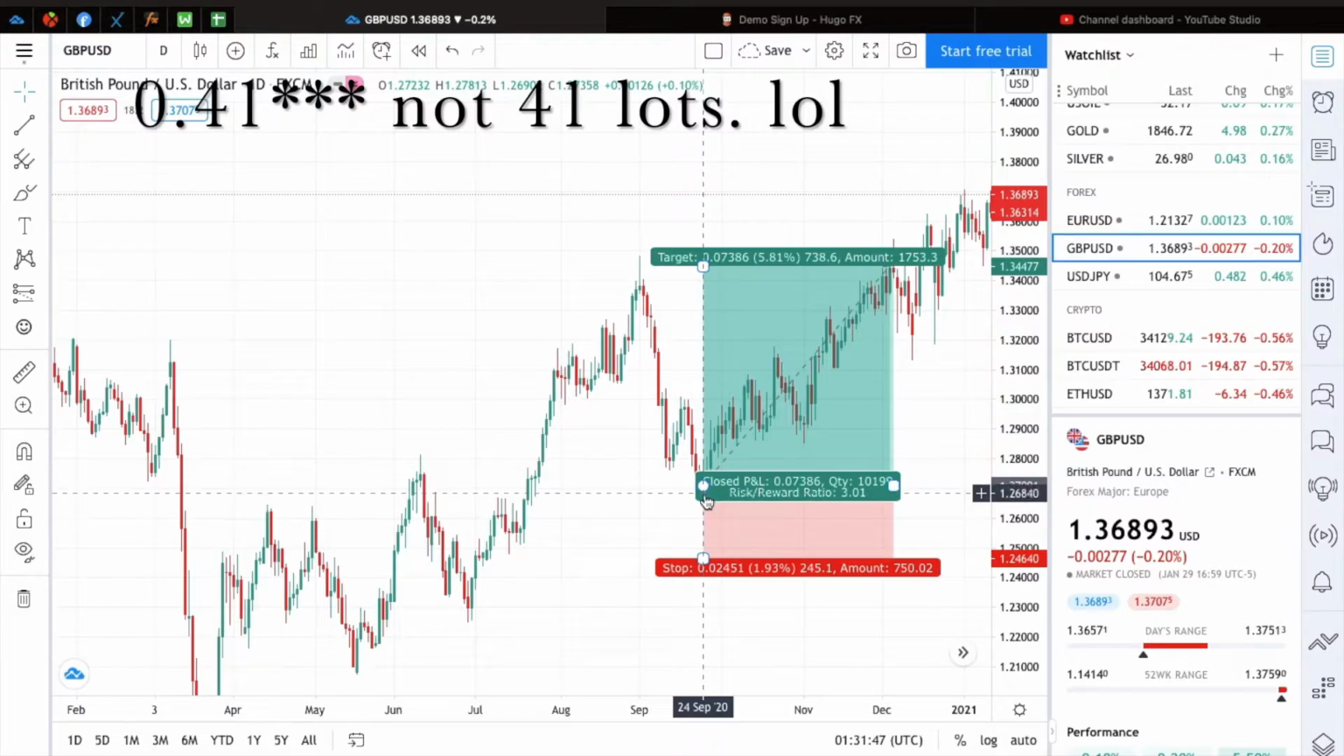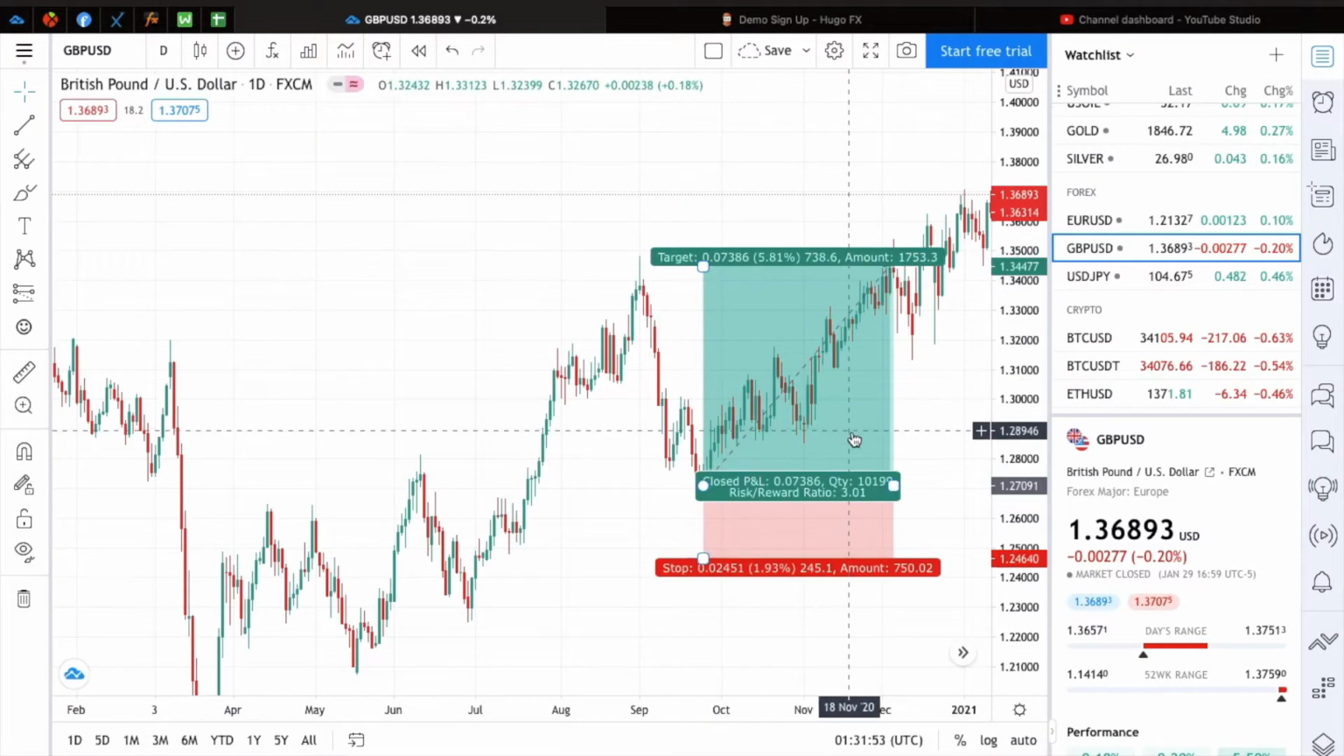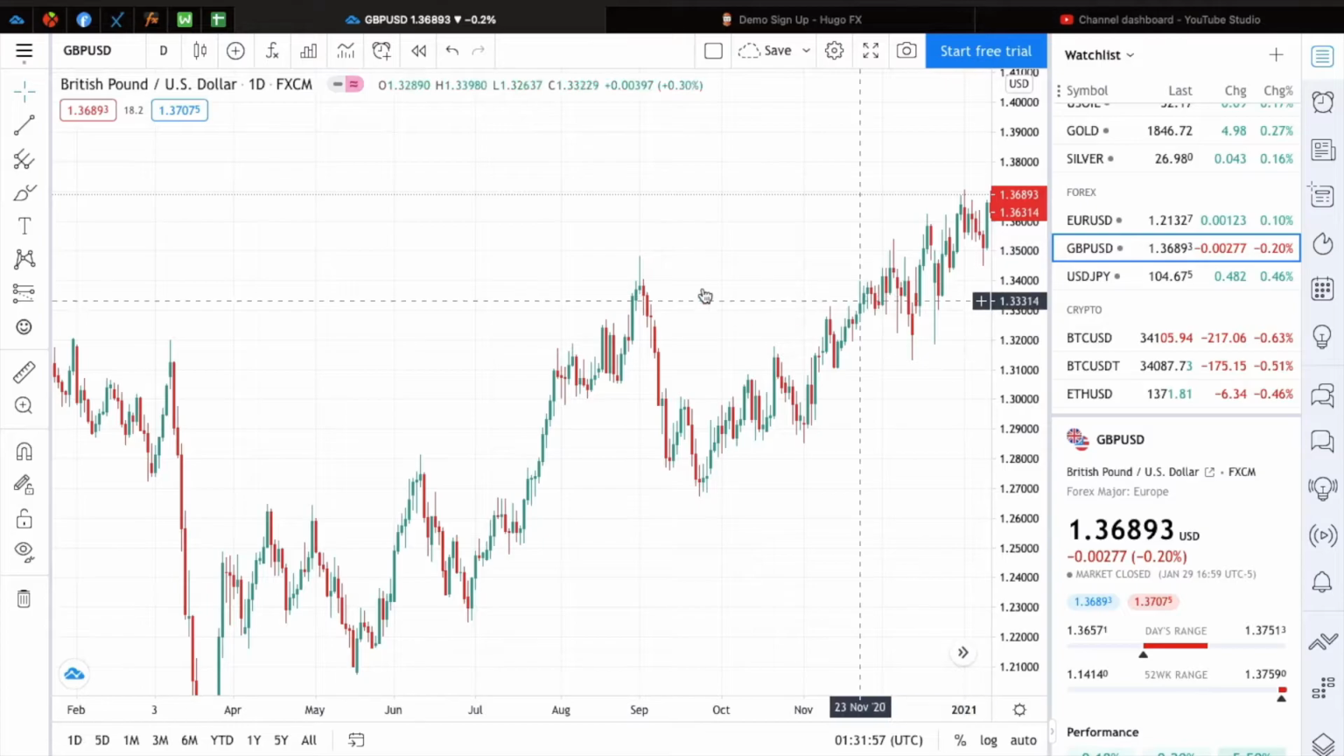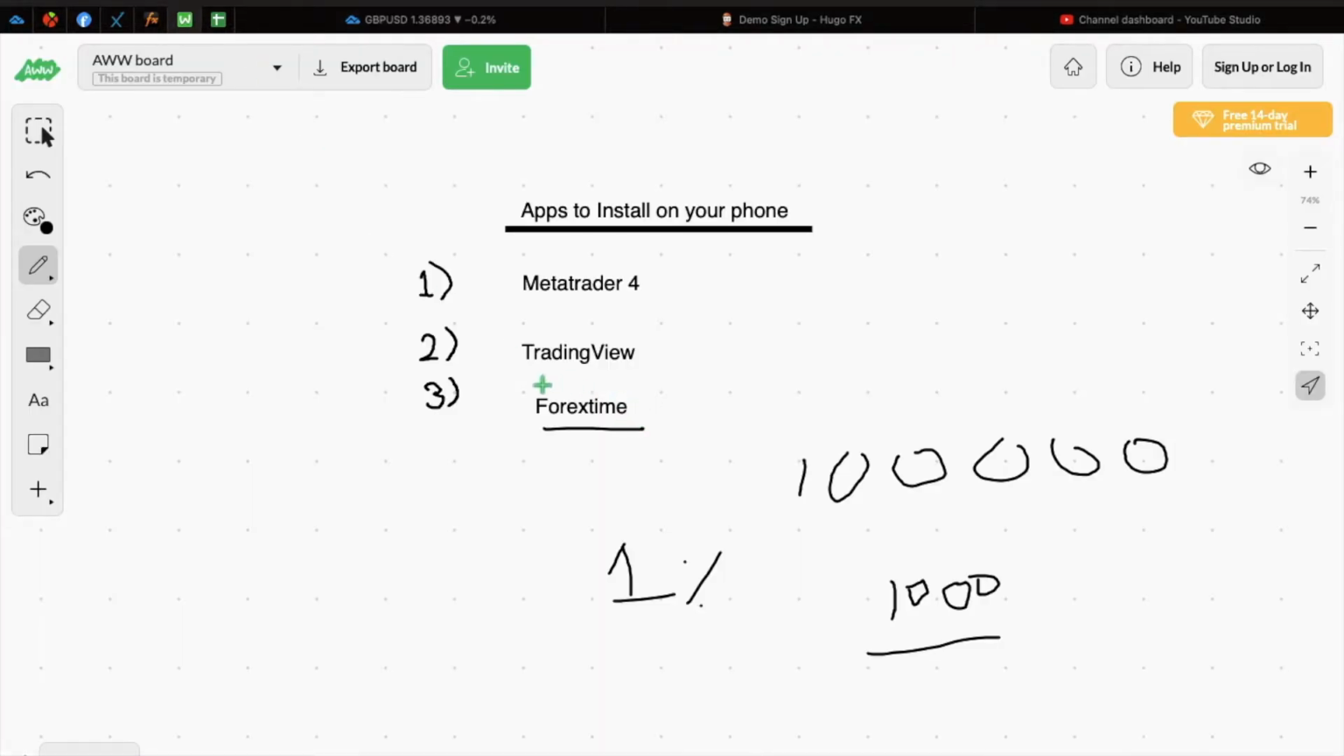That means if it were to hit this, then you would lose $1,000. And if it were to hit this with 41 lots, then you would make $3,000 because it's a 1 to 3. We're not talking about that, but that's just how you would enter trades, and that's what this app is for. So you can just calculate. It's just a trading calculator, so you know your risk per trade.